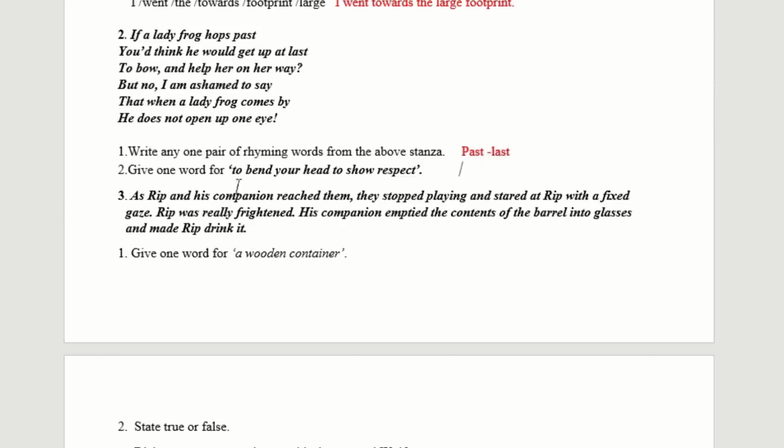Then give one word for to bend your head to show respect. Find a word for this meaning: to bend your head to show respect. The answer is bow. B-O-W. So you can write bow.